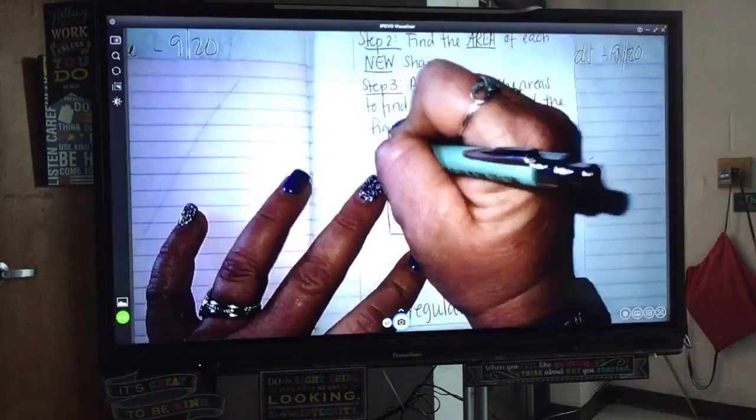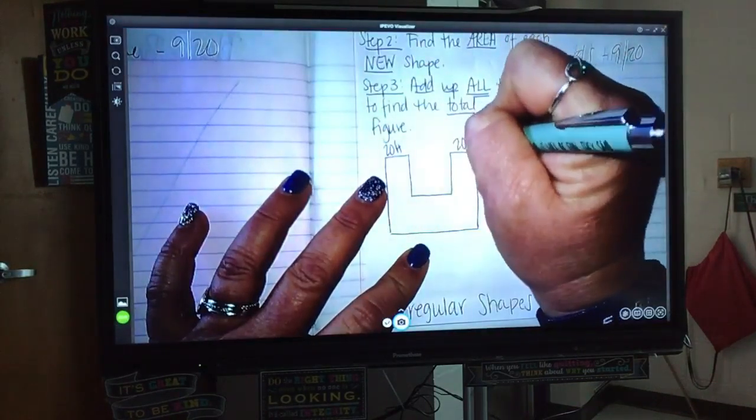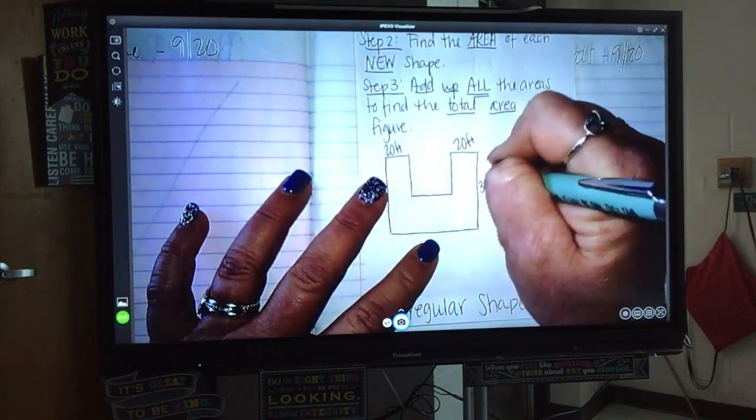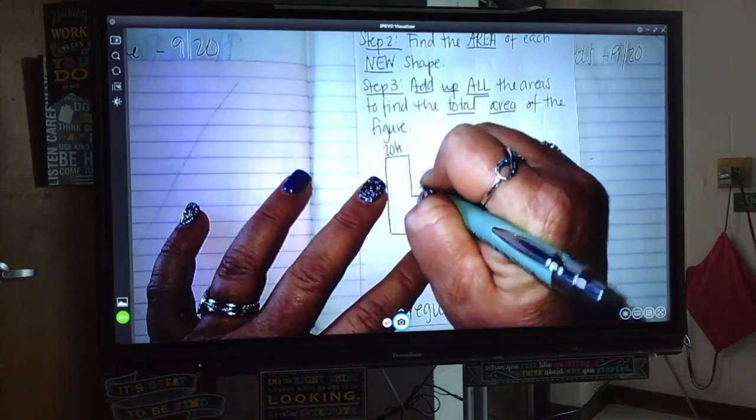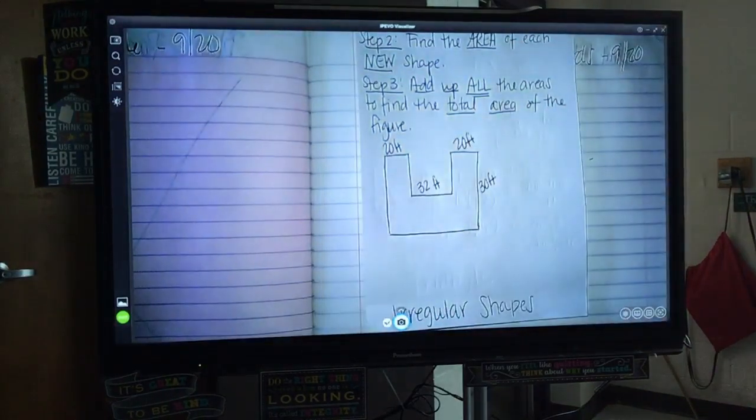All right. Gonna add some measurements to our shape. So, what is our very first step when we are trying to find essentially a shape that you can't just use a formula for? What do we need to do, Jackson? We need to chop them up into shapes.